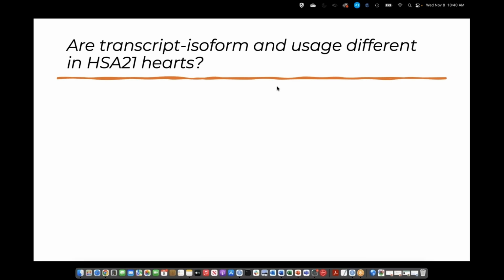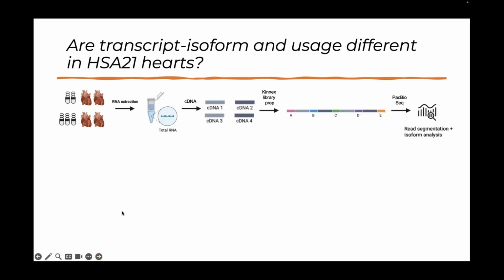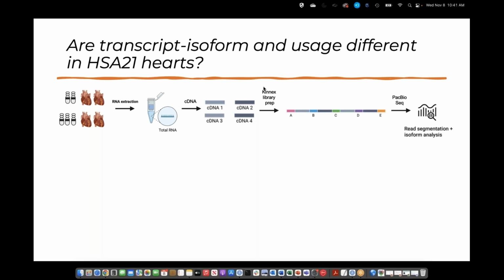And to be able to address this question, we were excited to have the opportunity to use the new Kinnex library prep protocol in order to obtain isoform and transcript level information that is really not able to be captured in short read RNA sequencing, especially at the single cell level in its own assay. And so we selected additional cases, isolated total RNA, and then we were able to access the Kinnex library prep and sequence across PacBio. So instead of predicting any differences in transcript and isoforms, we could directly investigate what might be happening in this regard.